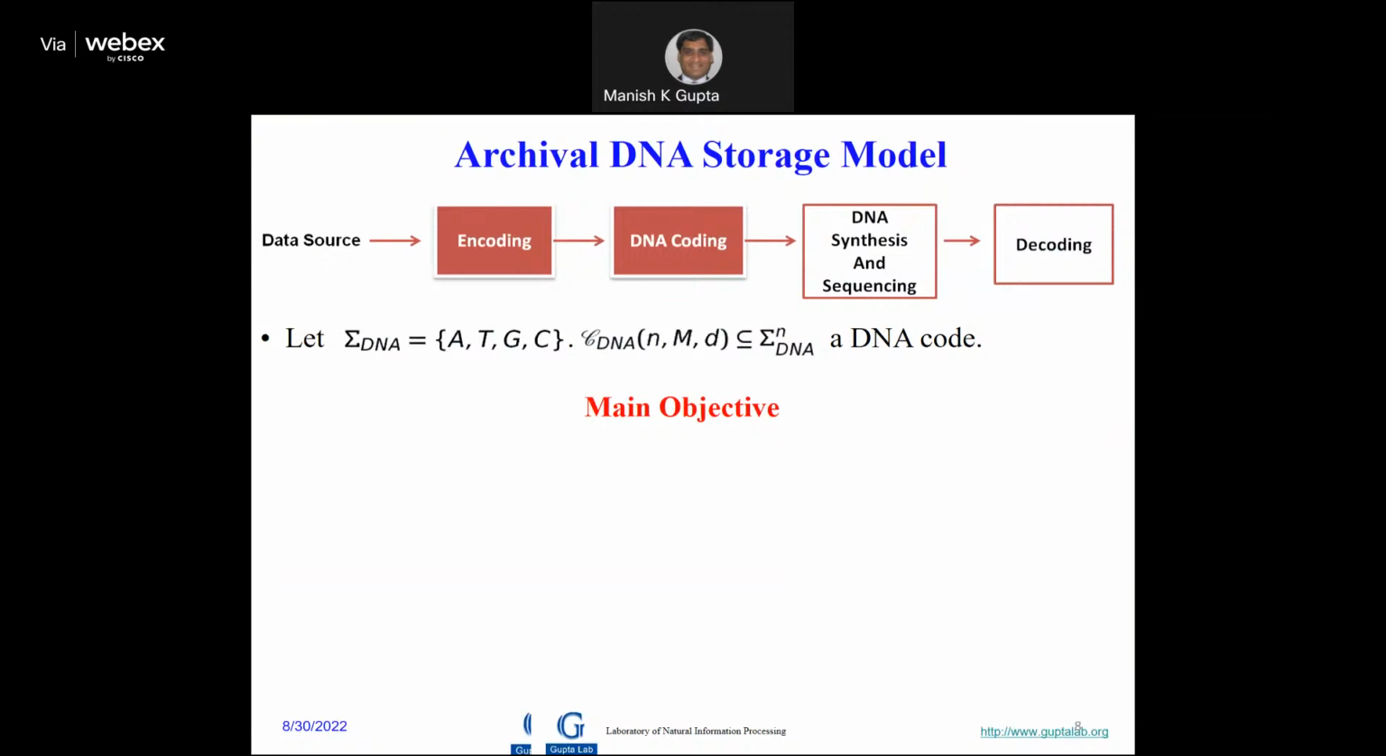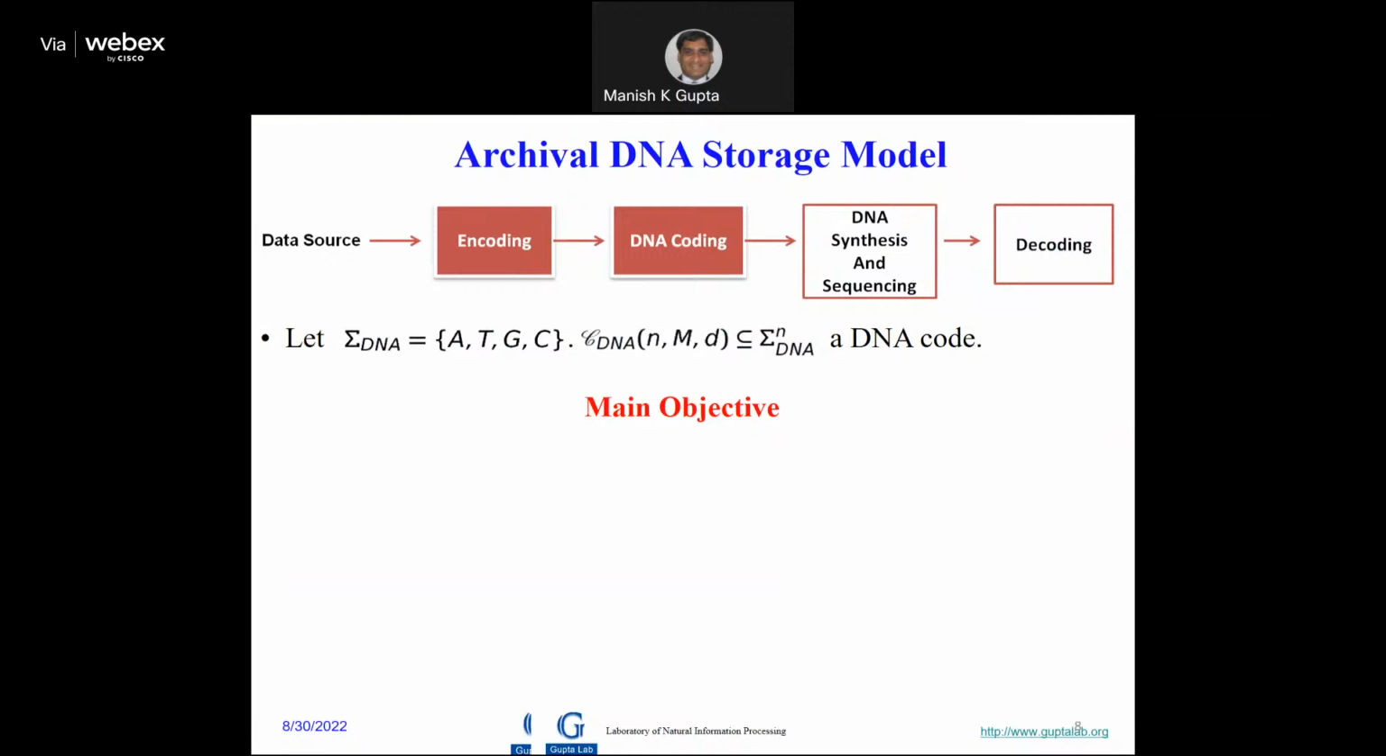Sigma DNA is, suppose, ACGT: adenine, cytosine, guanine, thymine. These four things work as an alphabet for DNA. So sigma DNA has these four elements, and our DNA code is simply a subset of sigma DNA raised to the power n, of length n. So length is n, the total number of codewords is capital N, and the minimum Hamming distance is D. Exactly, whatever we have done in quaternary coding theory can be copied here directly. It is just a simple subset. That is nothing but a DNA code.